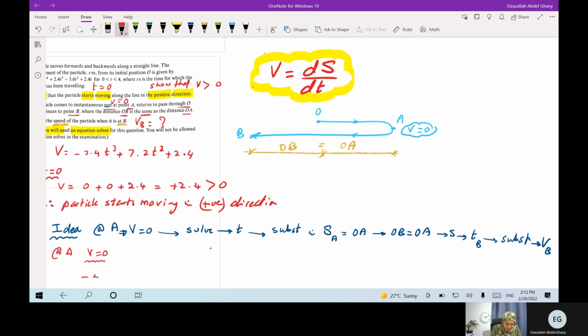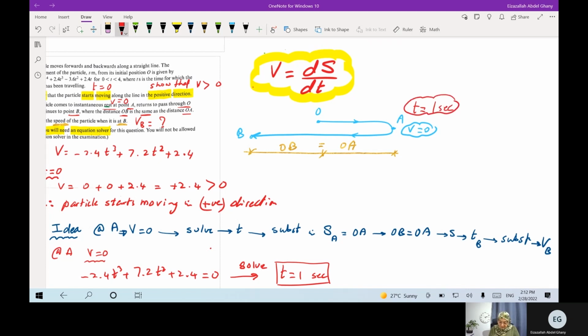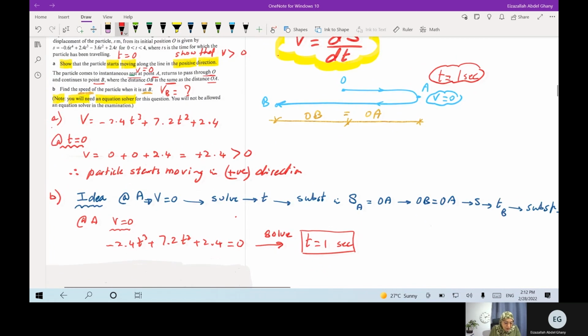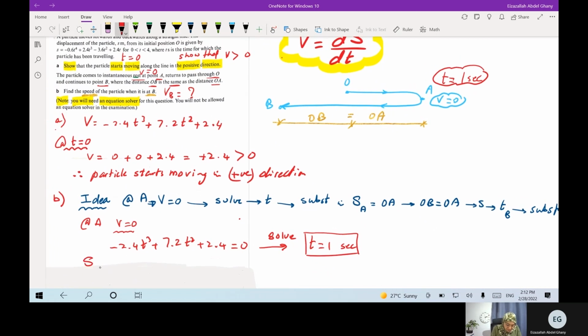So now, negative 2.4 T cubed plus 7.2 T squared plus 2.4. When you equate it to 0 and use the equation solver, you will get only one value, T equals 1 second. So it means at A, the time will be 1 second, but we need to find the displacement at A.